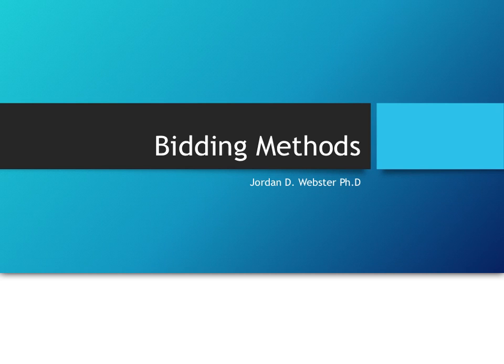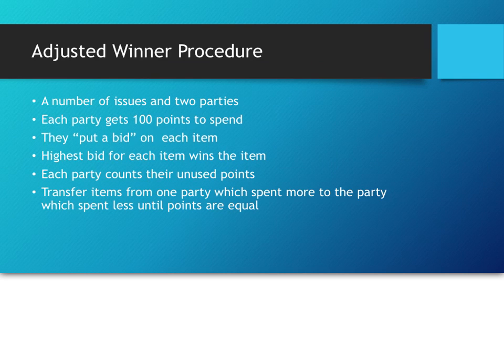Alright, so we're going to look at bidding methods in the context of fair division. What I mean by that is that last time we were dividing things up into either piles or slices. Now what we're going to do is actively bid on items. So we're going to look at two procedures. The first is called the adjusted winner procedure.